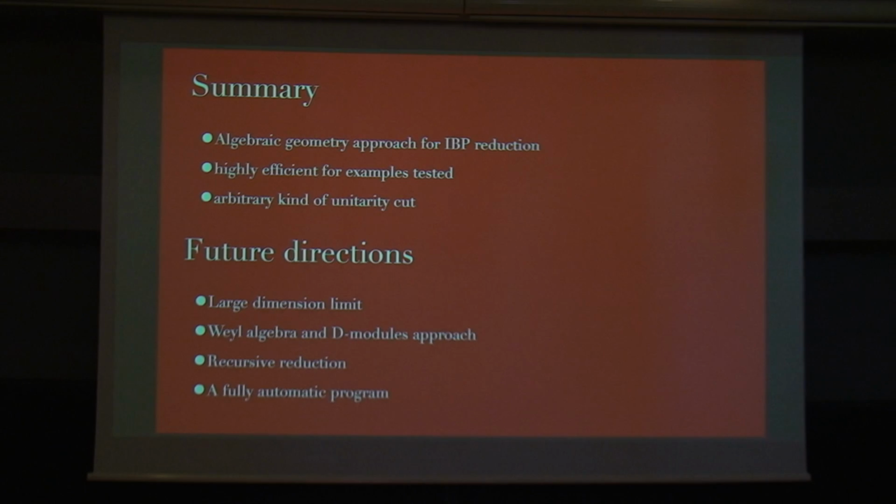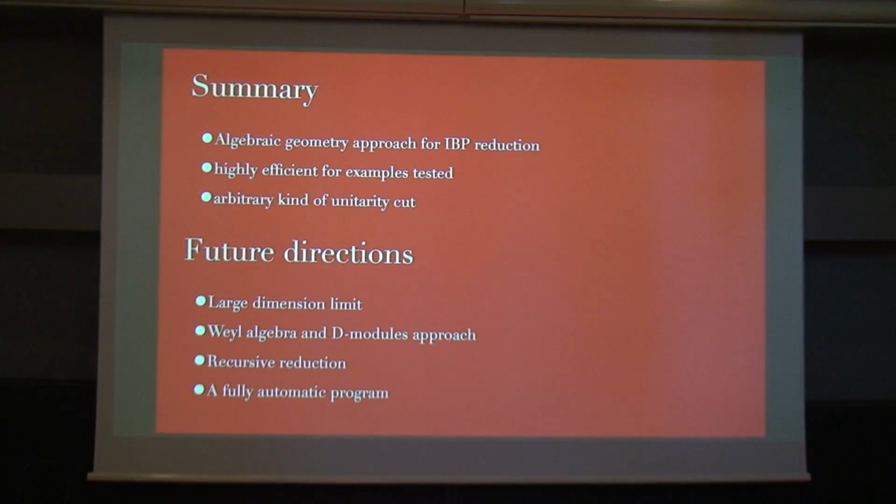So here's a summary of my talk. In this talk, I just presented a new method to generate the IBP relations efficiently based on unitarity and algebraic geometry methods. And it works for arbitrary kinds of unitarity cut. If you don't want the complete IBP, then just run our algorithm partially, get the partial result you want. If you want to get the complete IBP, just consider all the possible lowest diagrams and run this kind of algorithm, merge together to get the complete IBP.